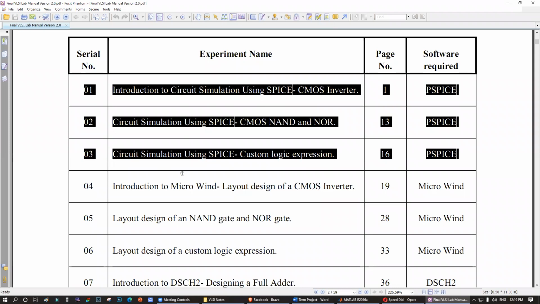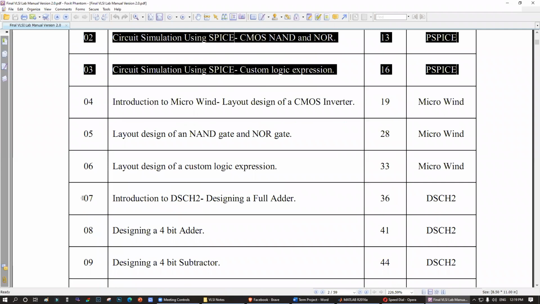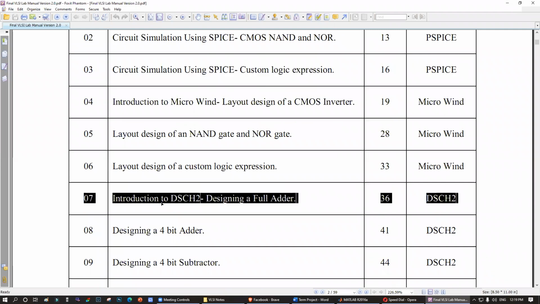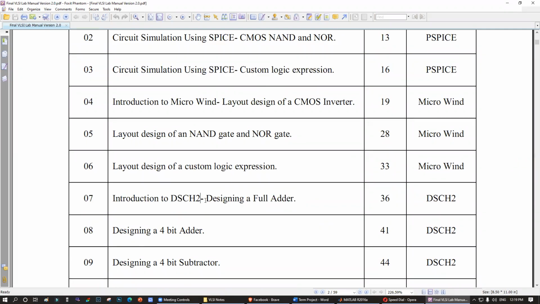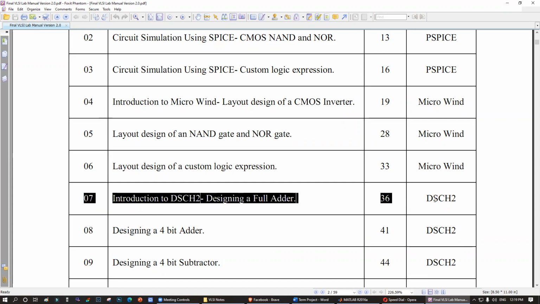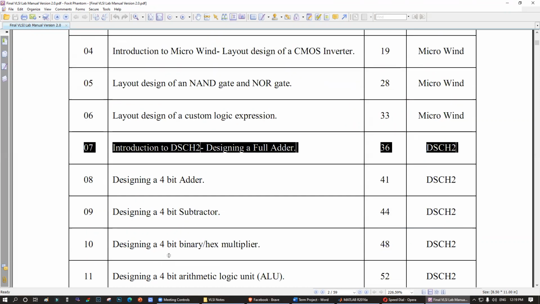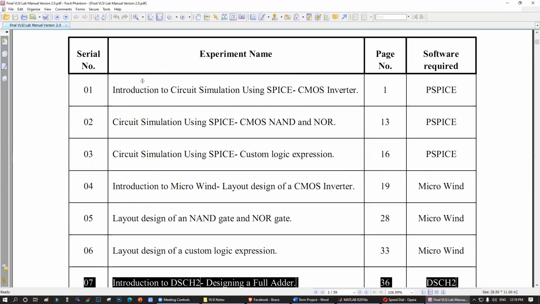Since we are doing the design, I'm going to go to lab number 7. Have we done the full adder? Okay, so today we will start with lab number 7. We will do labs 7, 8, 9, 10. Then we will go to lab number 1. By then we will be prepared to do our coding and understanding. So those things will be ready.